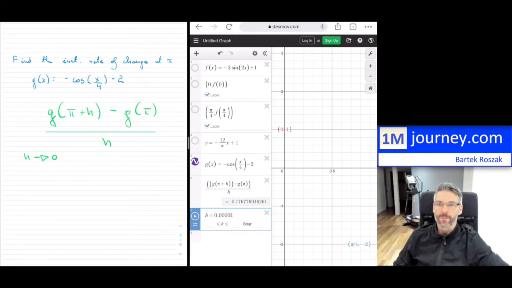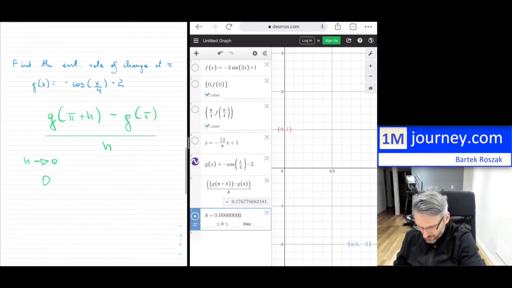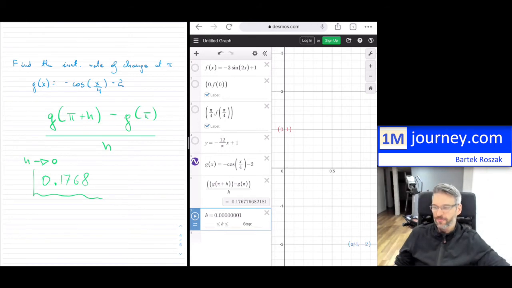So it's 0.17677 and so on. So it's probably got pi involved in there somewhere. But as we make this smaller, it starts rounding it off. I'm going to round it here to 4 decimal places. So approximately that would have been your instantaneous rate of change at that point. Now, we can find it more accurately if we wanted to, but I think this is accurate enough.